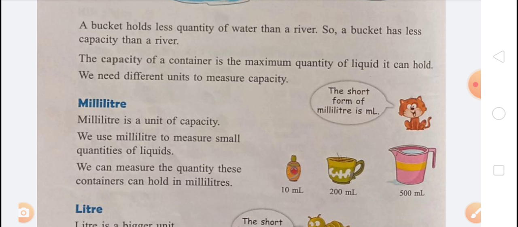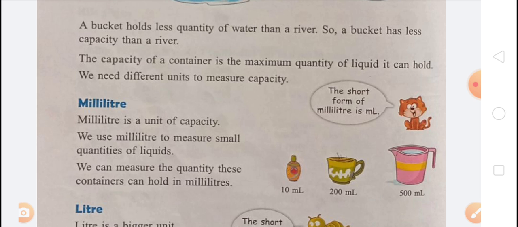We use milliliter to measure small quantities of liquid, like a cup, a glass, an oil bottle, and a mug can hold less water, that is in milliliter. We can measure the quantity these containers can hold in milliliter. Milliliter is a unit of capacity. We use milliliter to measure small quantities of liquid, like any bottle of oil, a cup of tea, a cup of coffee, a mug and a glass. It can hold less water.